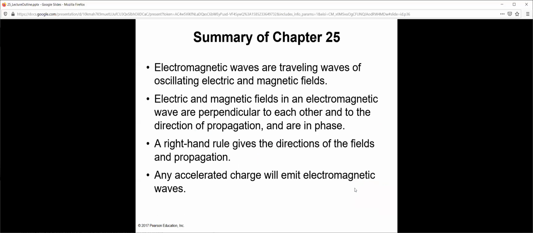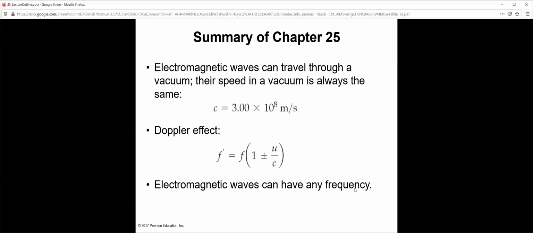There you go. That's chapter 25. Quick recap of things we've talked about. Electromagnetic waves are traveling waves of oscillating electric and magnetic fields. They follow the right-hand rule, which is cool. Any accelerated charge emits electromagnetic waves. Electromagnetic waves travel at the speed of light because light is an electromagnetic wave. Okay, the Doppler effect occurs naturally.